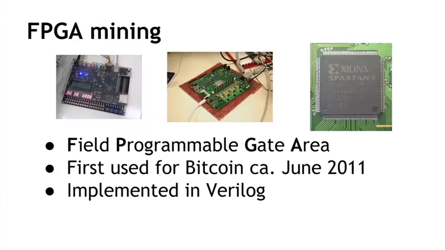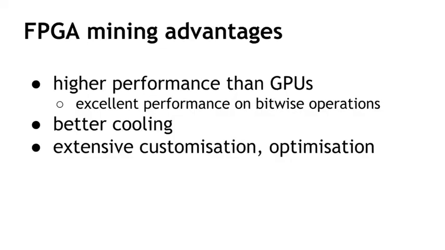So what replaced graphics cards? Well, around 2011, people started to use FPGAs, or field programmable gate arrays. That was around the time that the first implementation of Bitcoin mining came out in Verilog, which is the hardware design language that's used to program FPGAs. And FPGAs are something that maybe you've programmed before if you've taken a hardware design course.